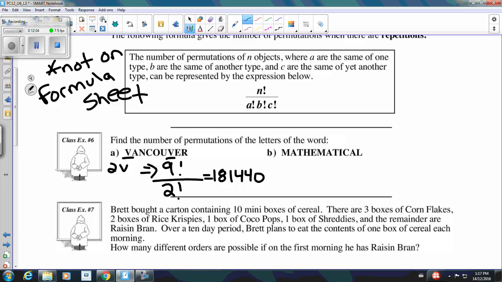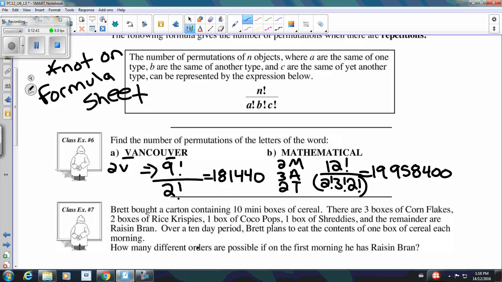So what about the word mathematical? Well, mathematical has 2 M's, 3 A's, 2 T's. To calculate this, we take 12 factorial, those 12 letters total. I need to divide out the repetition. So I'm going to divide by 2 factorial, 3 factorial, times 2 factorial. Make sure if you're punching this in one step, you put that bottom in brackets. And this is going to give me 19,958,400 different arrangements of the word mathematical.